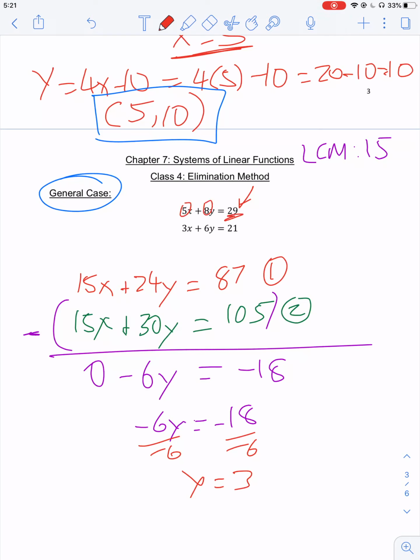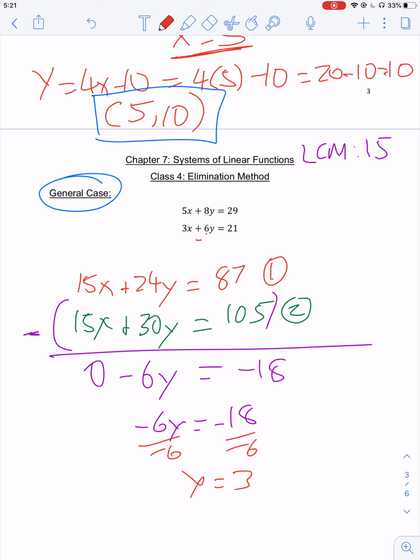Neither is 8. Okay, so a wise thing to do, you're going to have fractions, but it's going to work. The wise thing to do would be to solve for x in the second equation, because again, 21 is divisible by 3, and so is 6. That's what I would do, but like I said, it doesn't matter. You're just going to have decimals in the first equation, but it's still going to work. But I don't really like decimals, so I'm going to solve for x over here.